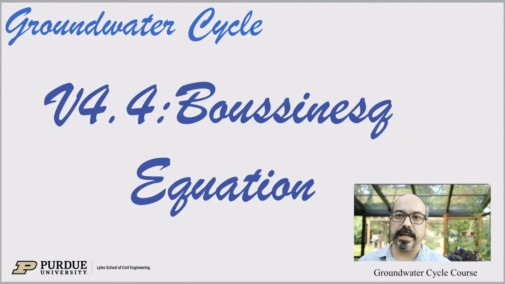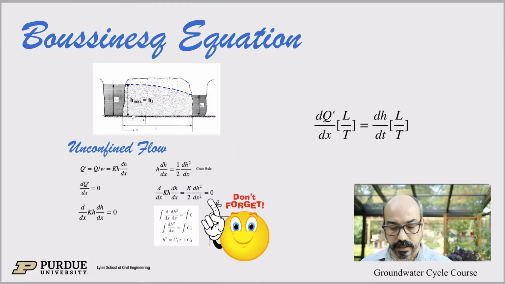Welcome back, everybody. Today we are discussing the Boussinesq equation. This is basically the general groundwater flow equation. Last time we looked at an unconfined aquifer with recharge. So that was the steady state equation, but with a source term. The Boussinesq equation basically is looking at what happens when things are not steady.